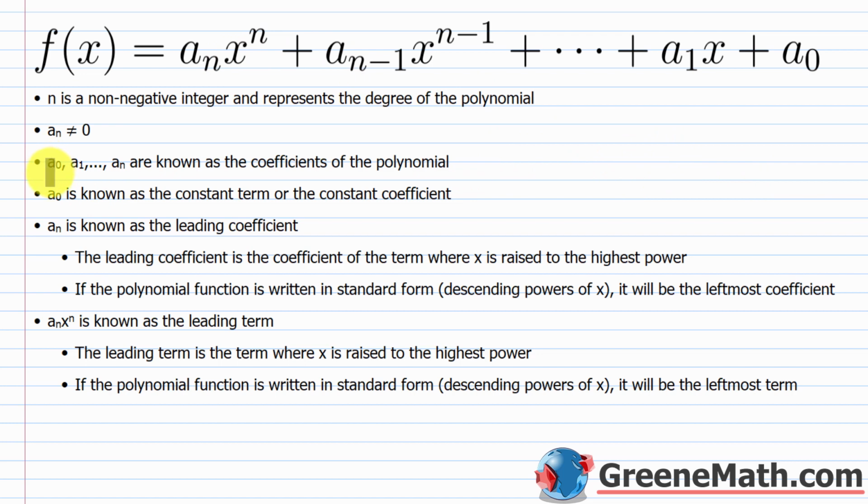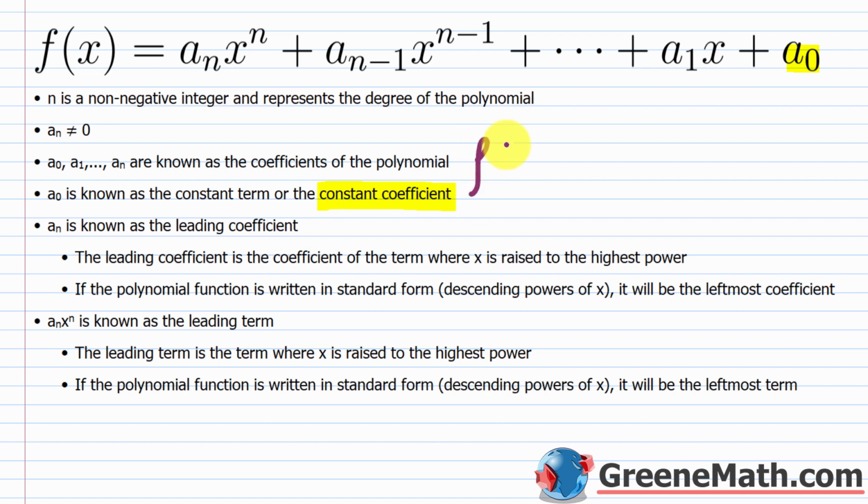So we have a sub 0, a sub 1 through a sub n are known as the coefficients of the polynomial. Now, a lot of people get confused about this. So if you have this, this is the constant term. So we have a sub 0 is known as the constant term or the constant coefficient. So why do you say a coefficient there? What is it the coefficient of?